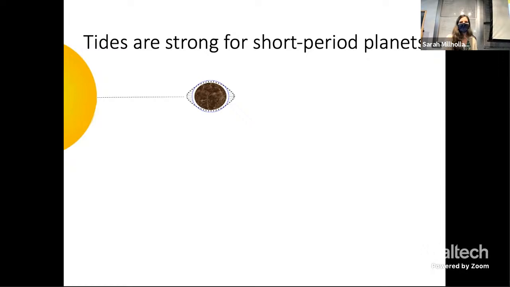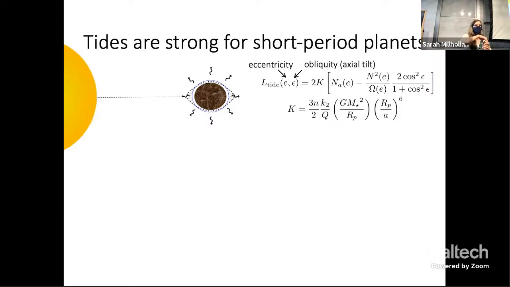And in the equilibrium tide model, which is one of the simplest models of tides that we have, the rate at which this thermal energy is dissipated in the planet from its orbital energy is given by an expression that looks something like this, where e is the eccentricity of the orbit of the planet, and epsilon is the obliquity, or the axial tilt, of the spin axis of the planet from its orbital axis.